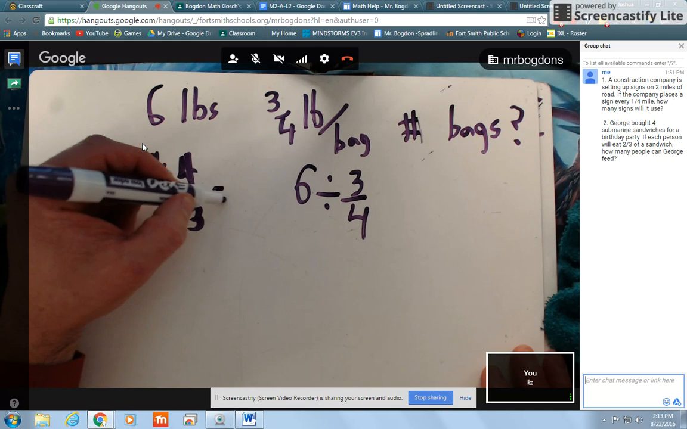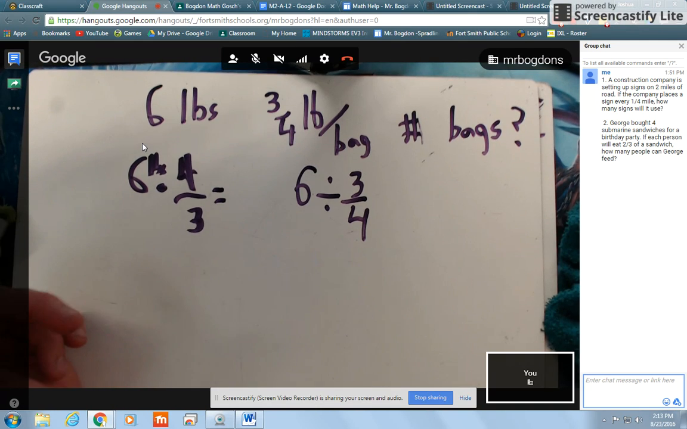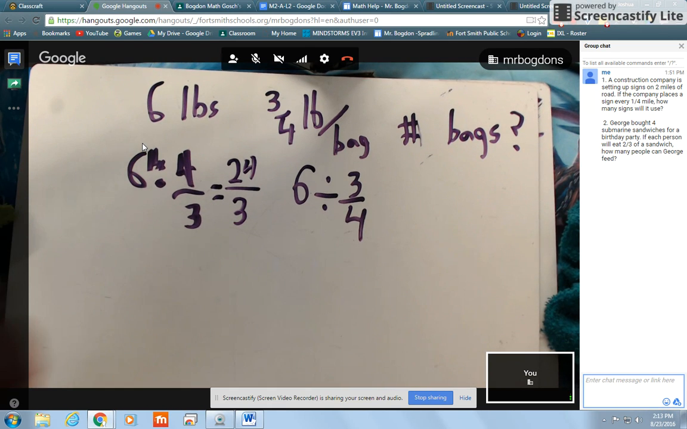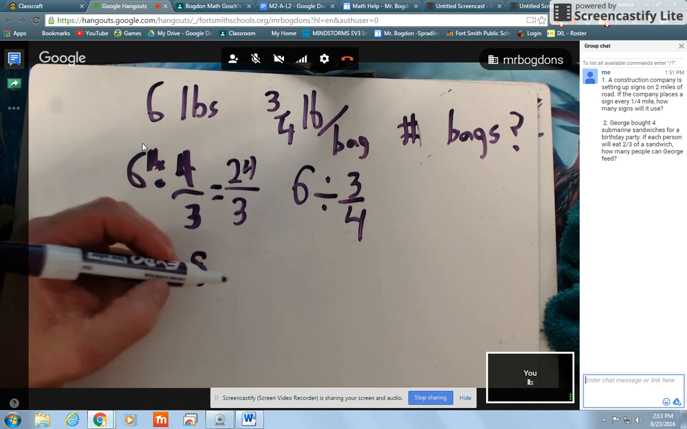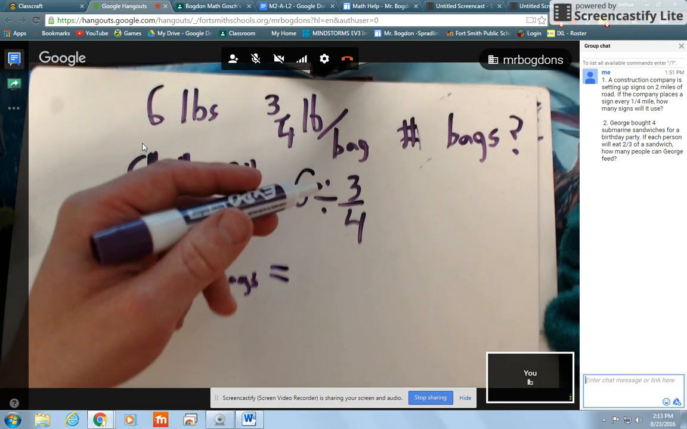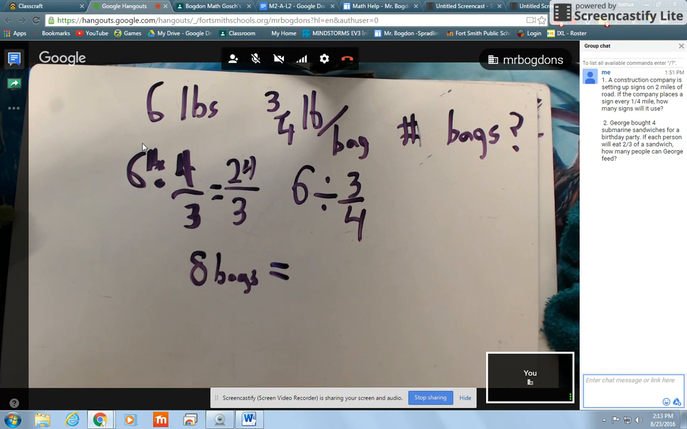So if I multiply straight across here, what is the product of 6 times 4? 24. Then everybody, what is 24 divided by 3? 8. Okay, so I know that the product of 6 times 4/3 is going to equal 8 bags. So if I can do it the other way and I get 8 bags, I'm going to be pretty confident that I have the right answer. Because by this point, we should all see that we can write out equivalent expressions for multiplication and division to solve this type of problem.